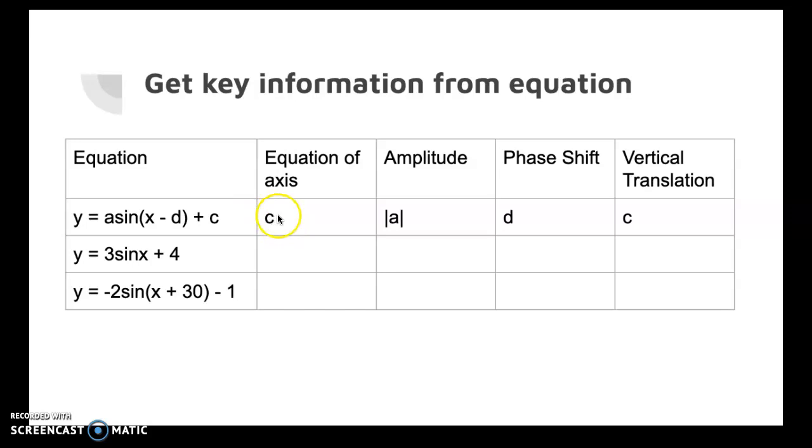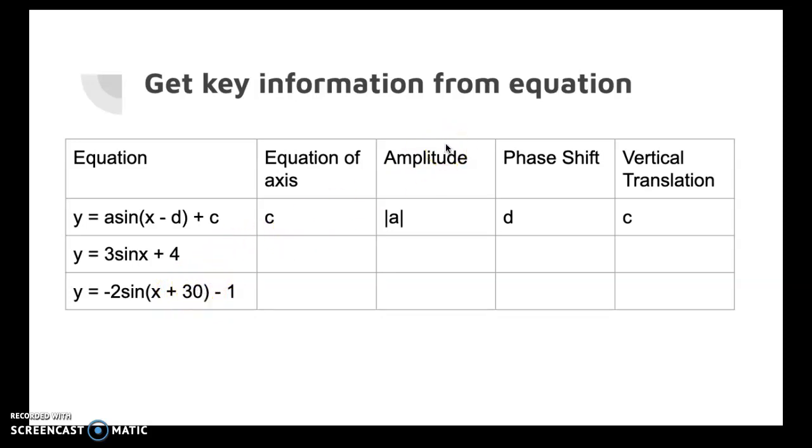Equation of the axis we get from C, because it's going to move the middle of our sine graph up by whatever C is. So whatever number this is, it tells us the equation of the axis. It also tells us the vertical translation, so how much the graph has gone up or down. The amplitude, we just need to take the absolute value of the number in the A position. Absolute value means don't take a sign, okay? Phase shift, well, that's where D is. So D tells us if it's going to the left or right, and then how many units.